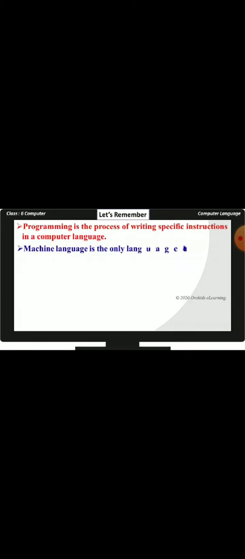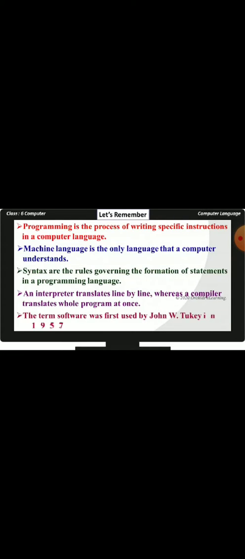Let's remember. Programming is the process of writing specific instructions in a computer language. Machine language is the only language that a computer understands. Syntax are the rules governing the formation of statements in a programming language. An interpreter translates line by line, whereas a compiler translates the whole program at once. The term software was first used by John W. Tukey in 1957.